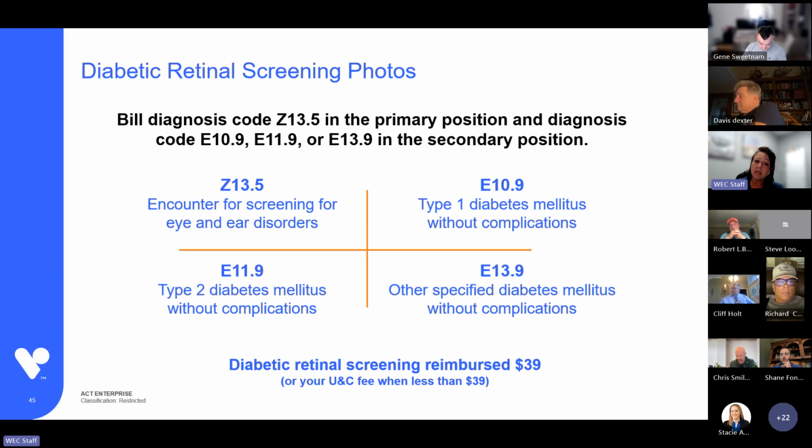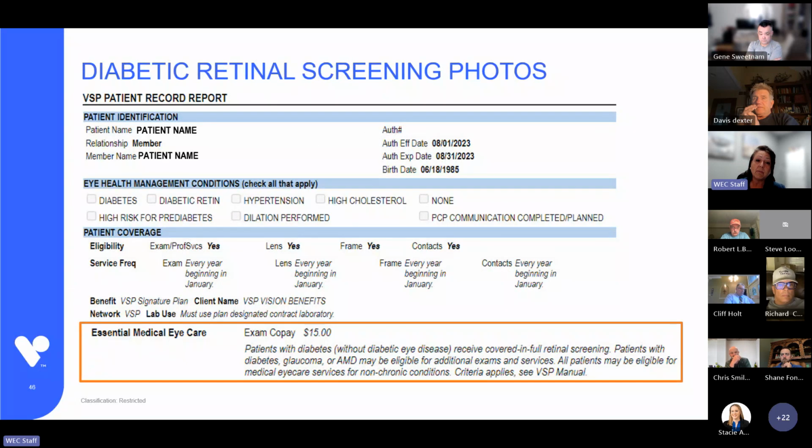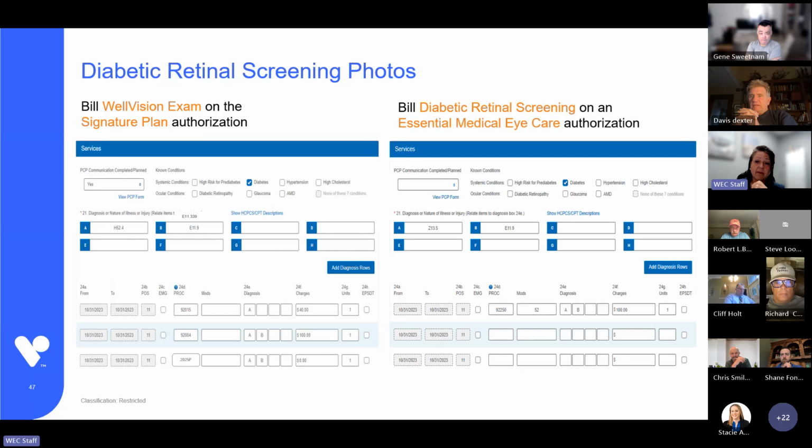It's a medical plan. So in this case, when it's a screening for diabetic patients that has essential medical eye care, in the primary diagnosis position, they want Z13.5 and then what type of diabetes they have in the secondary diagnostic position. Okay, so let me show you. Remember that patient record report, it's going to show your patients, your staff, that they have essential medical eye care. They've got to know this, so that needs to move every time with every patient.